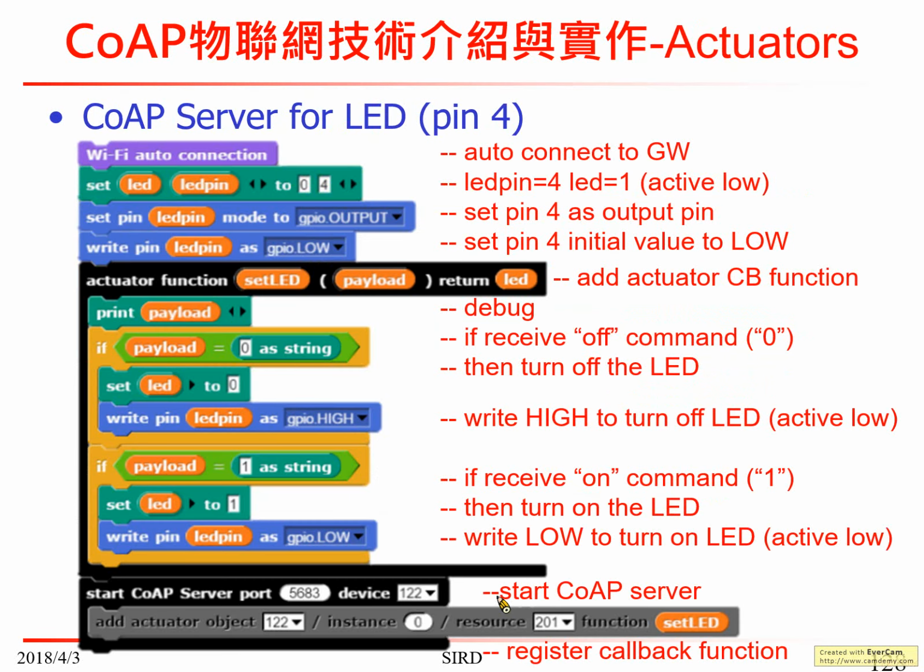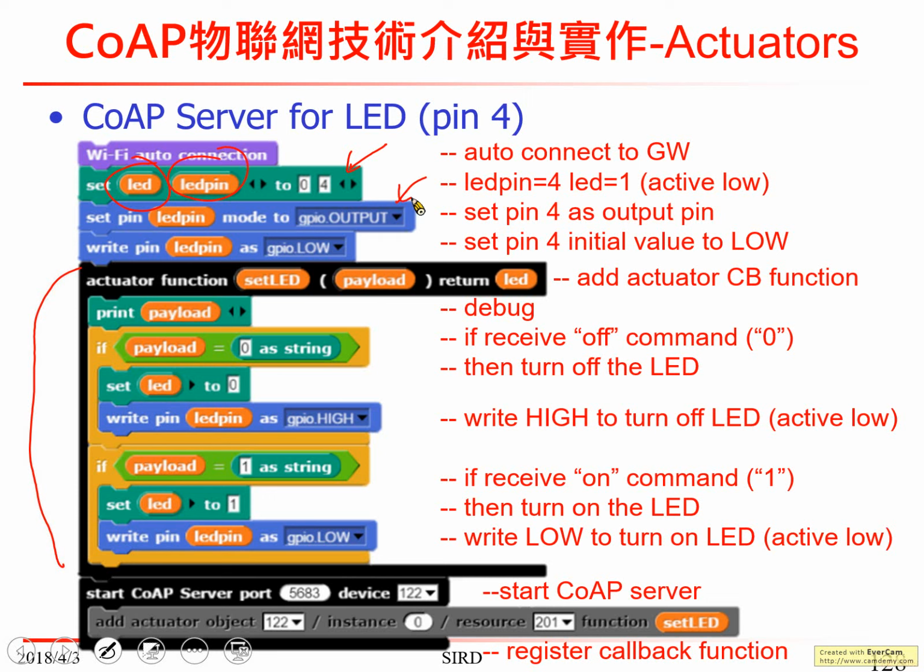We also have an LED here, right? When you try to control the LED on and off, it's not a sensor. You have to say, I want to turn on the light or turn off the light. So in here, you have to register an actuate function. That's a little bit different. Here we have the LED state and the LED pin. The pin is pin 4.